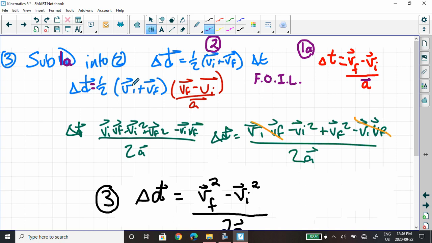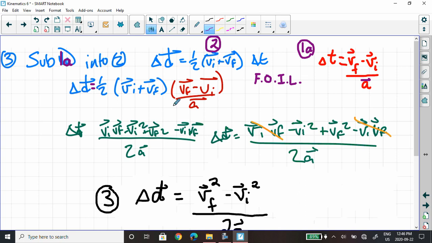So let's do that. The first term from here times the first term from here gives me Vi times Vf. There it is right there. Outside: Vi times negative Vi. That gives me negative Vi squared. There it is. Negative Vi squared right there. Inside gives me Vf times Vf, which is positive Vf squared. There it is right there. Positive Vf squared.